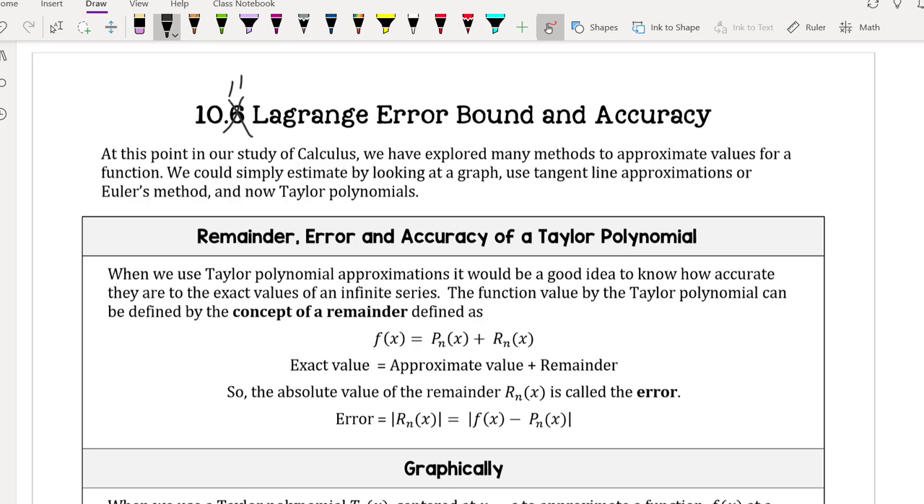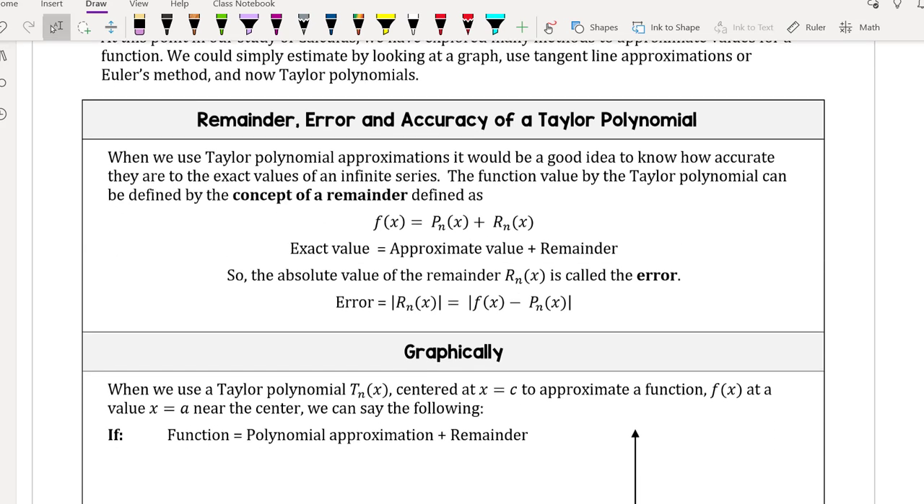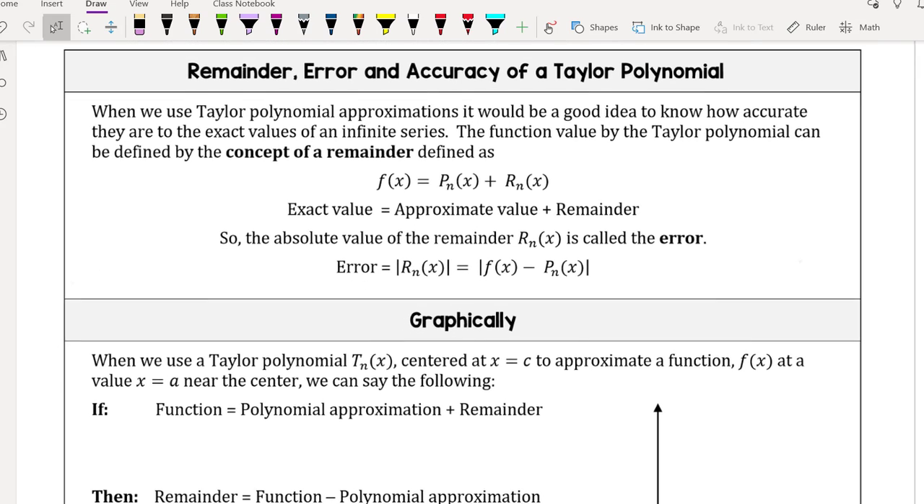Now, we've done all kinds of approximations for functions. We've used tangent lines, we've used Euler's method, we used Taylor polynomials and Taylor series. So now we're going to talk about how accurate these series and polynomials are to the actual function, if it's possible. So we're going to start by talking about error and accuracy with the remainder.